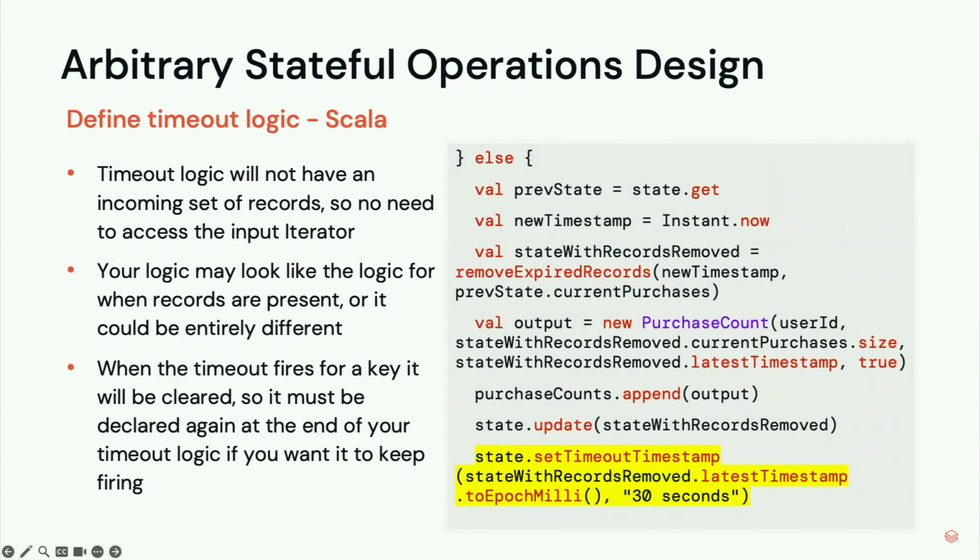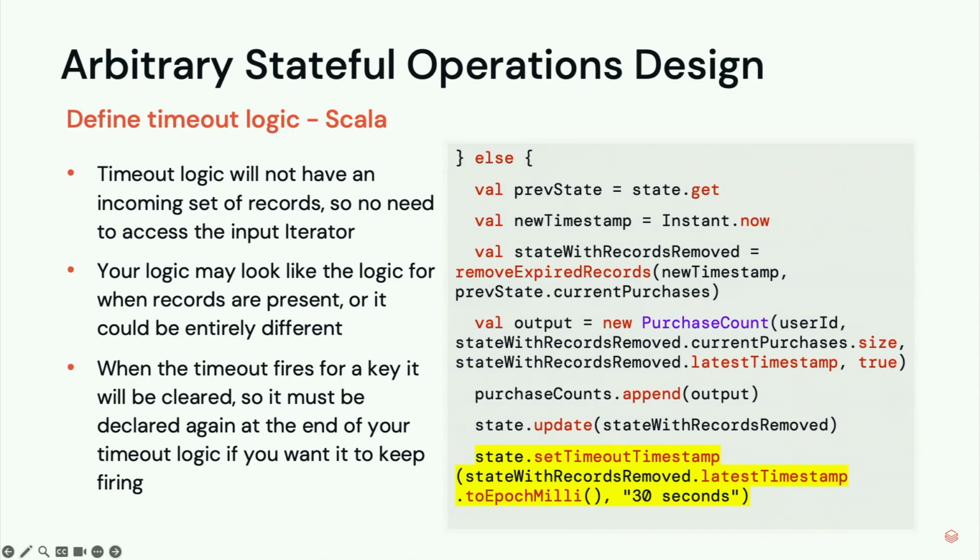Now this is our timeout logic. When a timeout has fired, that means that there are no incoming records for that key. That iterator will be empty. So you don't need to worry about them. You also know that there is state present. If there was no state present, you wouldn't have been able to execute this code in the first place, because this would be the first time you've seen the record, which means you would have received a record. So when the timeout fires, you know you've got state present.